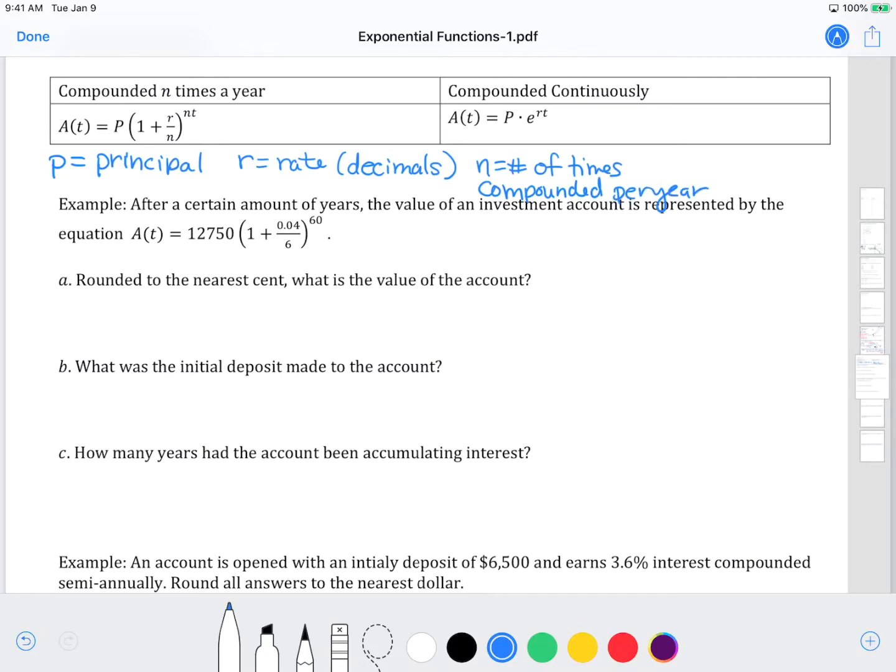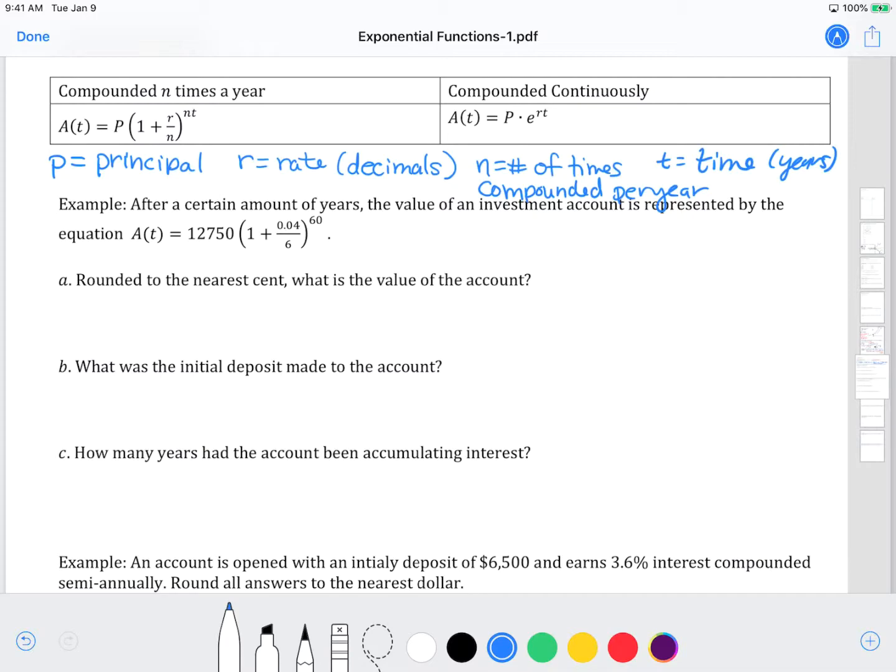So for example, if it says the bank compounds something semi-annually, that means it's compounded twice a year, and n would be 2. Another example would be if the bank says it compounds something monthly, that would be 12 times a year. Or another common one would be quarterly, that would be 4 times a year. T is your time. Usually it's in years, but t is going to be your time unit.